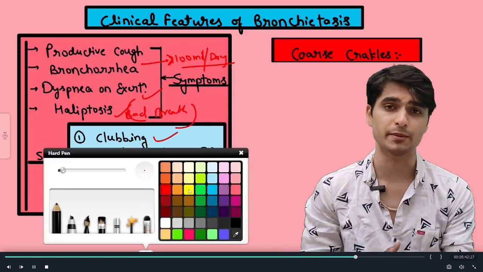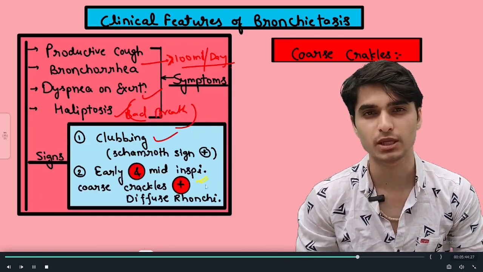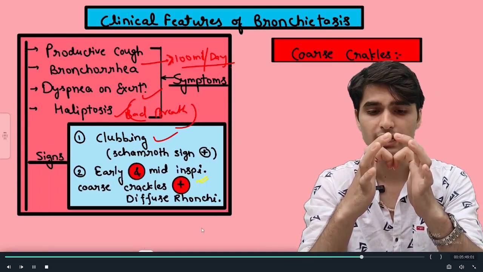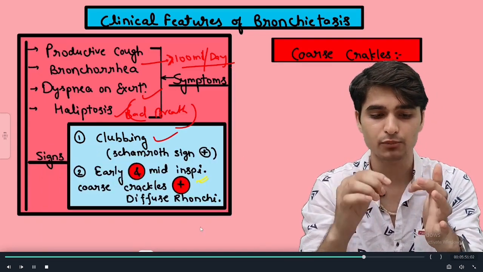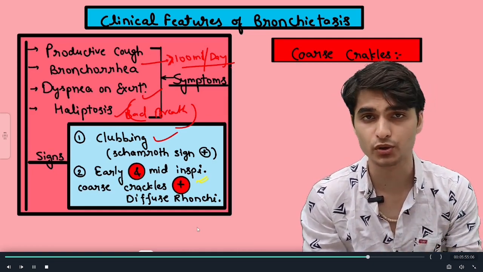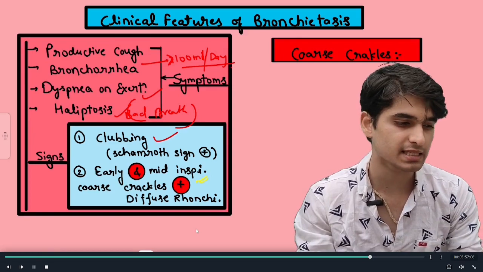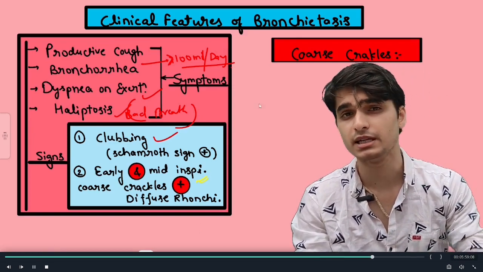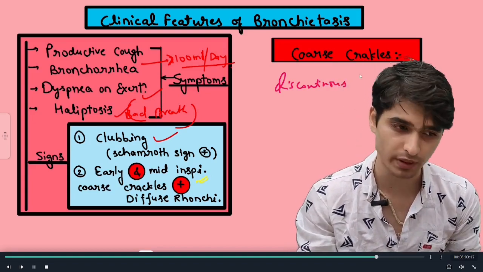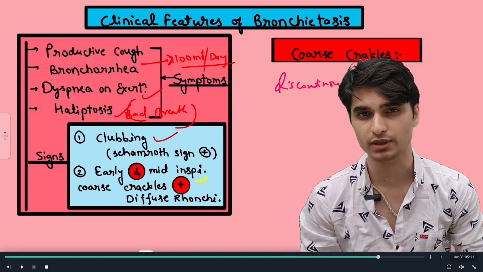Number one is the clubbing, right, and normally we do have the Shamrock sign, which is a diamond-shaped cavity, okay, formed between the proximal nail fold and the nail plate, right, and that is absent because of the clubbing, right. And second thing is going to be the presence of early and mid inspiratory crackles, which can be associated with the bronchi. So now we will discuss the complications of bronchiectasis, right.